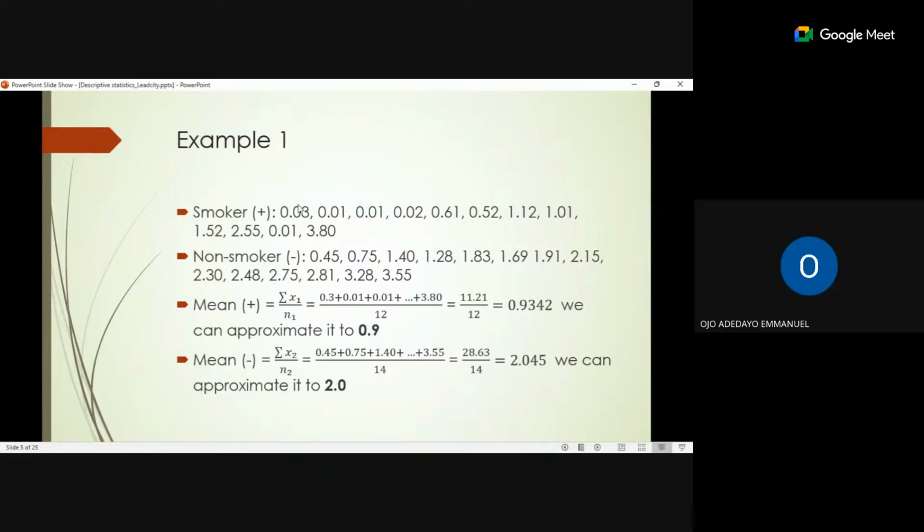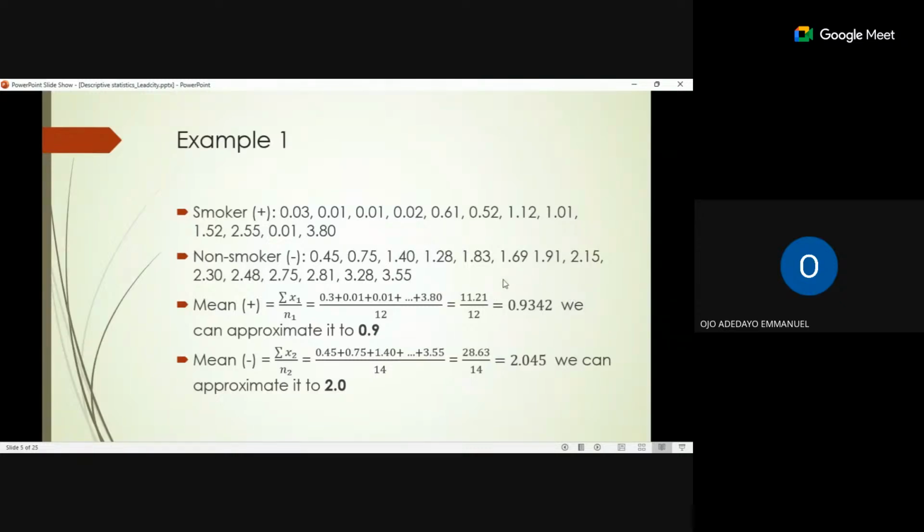Remember that the first one is supposed to be 0.03 when I was stamping it. So I will put 0.03 here before I send you this slide. I'm going to make an amendment of that. So this is 0.03 plus the next one, 0.01, plus the next one, 0.01, then plus 3 dots means it continues. Then you supply the last one. By the time you add these together, we're going to have 11.21 divided by 12.